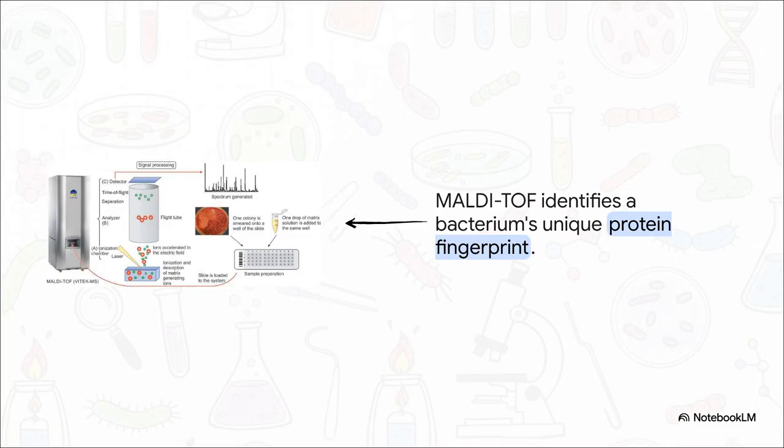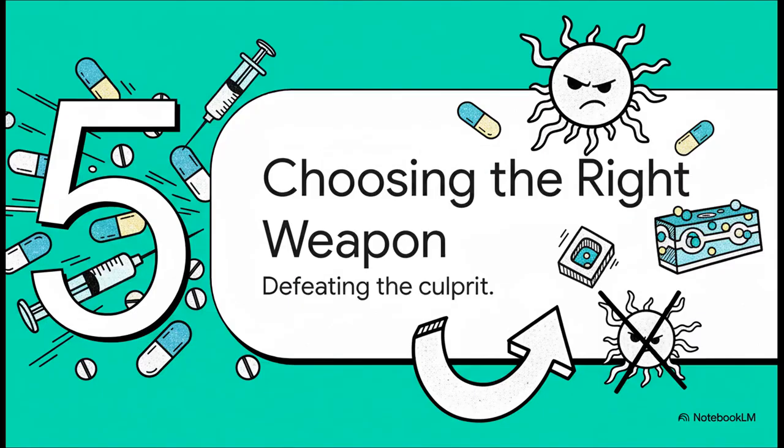And how it works is just so cool. A tech takes a tiny smear of the colony, and a laser zaps it. This makes the bacteria's proteins fly through a vacuum tube. The heavier proteins are slower, the lighter ones are faster. The machine times this flight pattern, creating a unique signature, basically the bacterium's protein fingerprint. It then instantly matches that fingerprint against a huge database, and bingo, positive ID, case closed on who the culprit is.